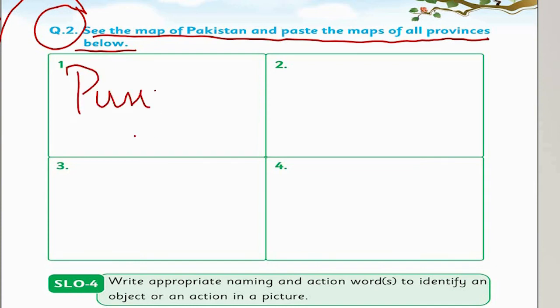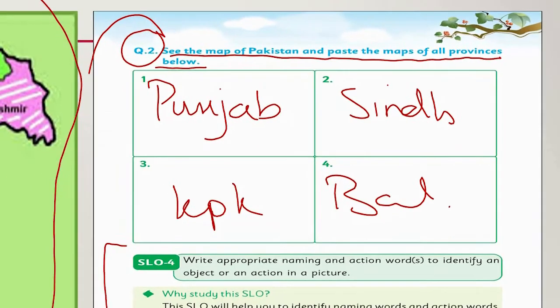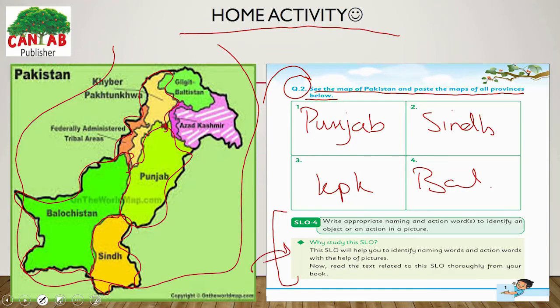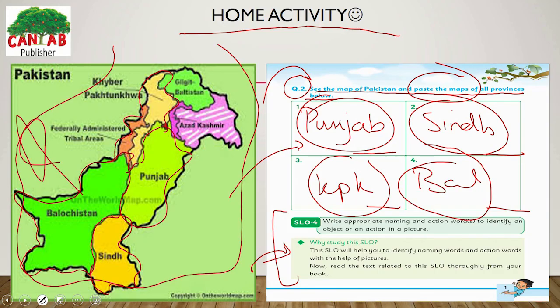You can paste Punjab, Sindh, KPK, and then Balochistan here. This part of the SLO is for lesson number 4, which will continue next time. For now, your homework is to find out a map of Pakistan from any newspaper or magazine, cut out the map of the provinces and paste them here in each box. I hope you will enjoy the activity and you will also memorize and learn the names of the provinces and their capital cities. Wish you best of luck.